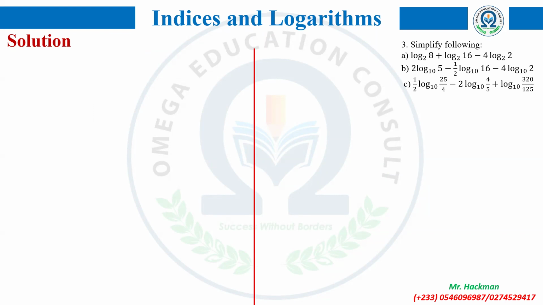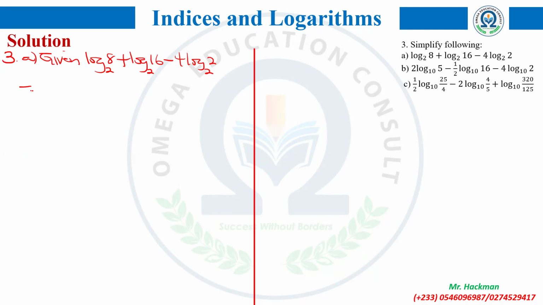So the solution, you come to question 3: simplify. We extract what we are given: log to the base 2 of 8, plus log to the base 2 of 16, minus 4 log to the base 2 of 2. All correct? Remember I said it's not only one way. I'll give you an alternative way, especially where you realize that the numbers you are taking the log of can each be written as your base to a certain power. In this case, I'm going to go the single log expression form.